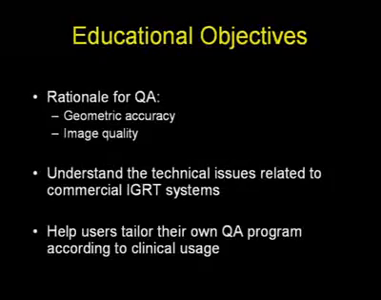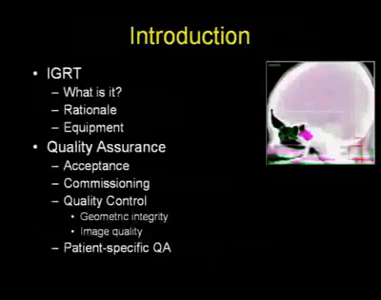So the objectives for these sessions are to provide a rationale for quality assurance for image guidance technologies, which will focus on the geometric accuracy of these devices as well as on image quality. The second objective is to understand the technical issues related to commercial IGRT problems and how to address them, and what barriers or pitfalls are apparent so far, and to help users to tailor their own QA program according to how the devices are used in your own clinics.